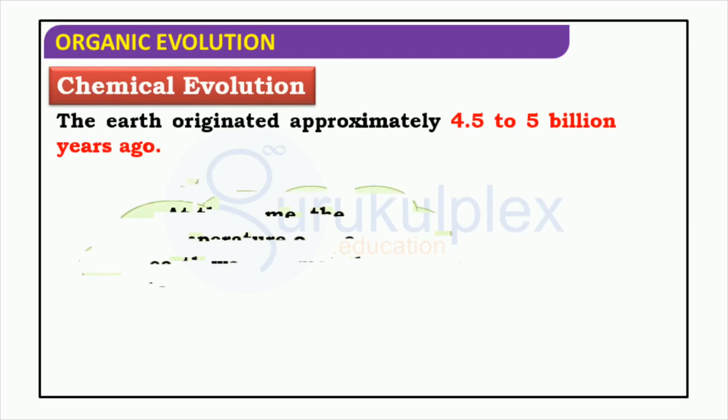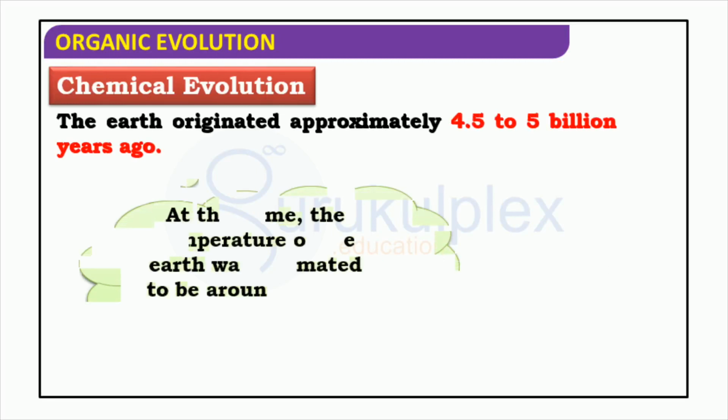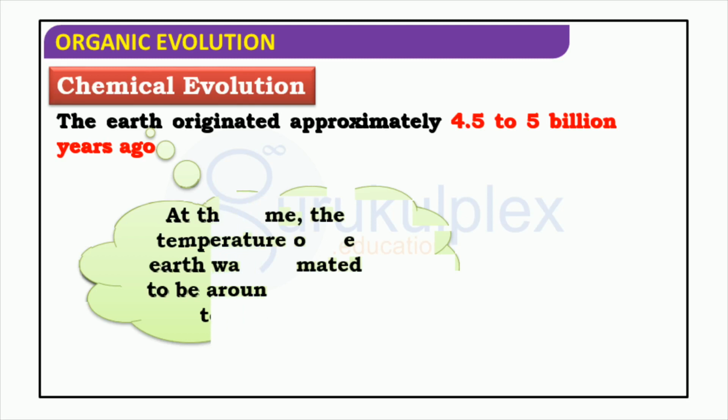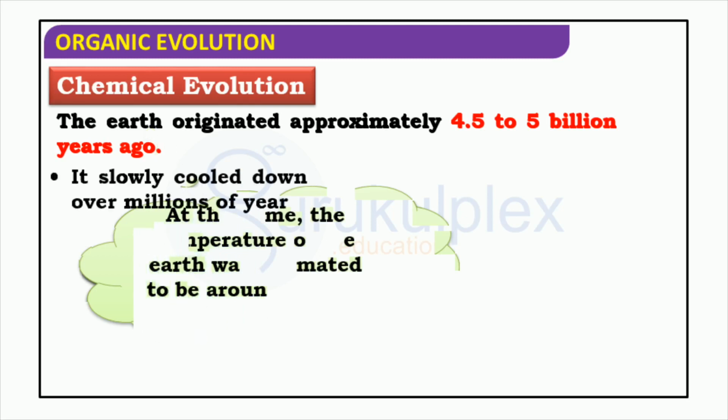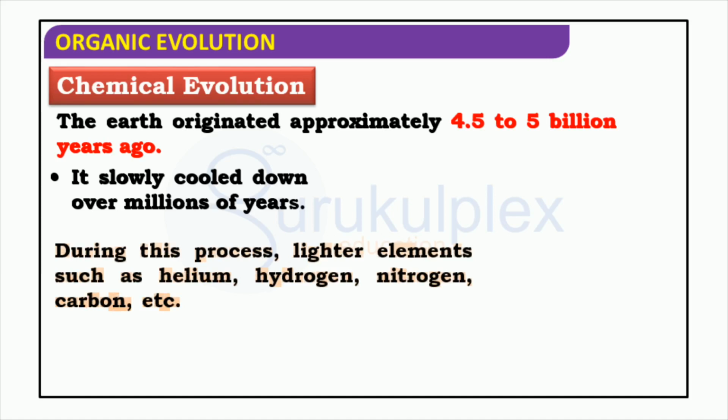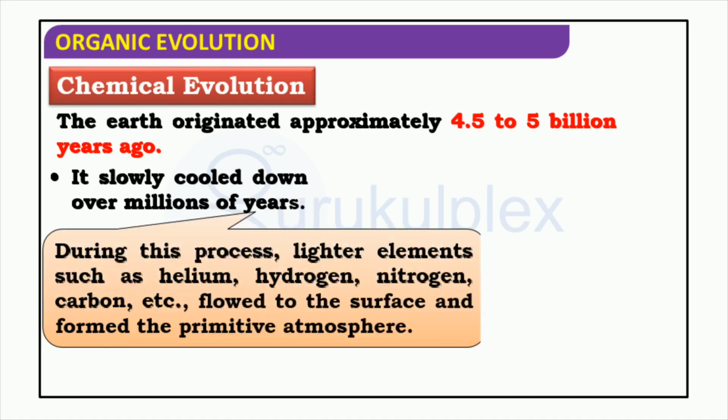Chemical evolution occurred from approximately 4.5 to 5 billion years ago, with temperatures ranging from 5,000 to 6,000 degrees Celsius. The lighter elements of hydrogen, helium, nitrogen, and carbon moved to the Earth's surface and created a primitive atmosphere that was hot and had no free oxygen, dubbed a reducing atmosphere. This environment enabled the development and growth of life on Earth.